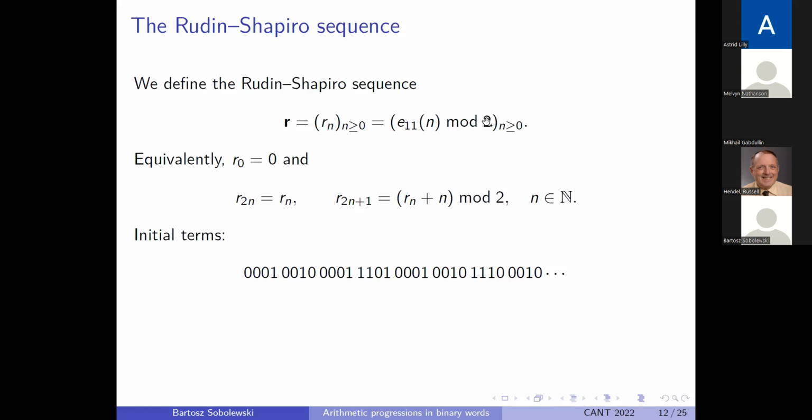So usually this sequence is defined over plus and minus 1. But in our case, this makes no difference. And here are some initial terms of the sequence. And in order to distinguish the sequence among others, I will write A_R instead of A_11.